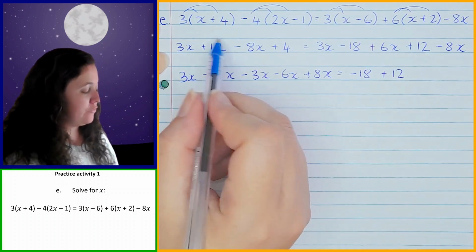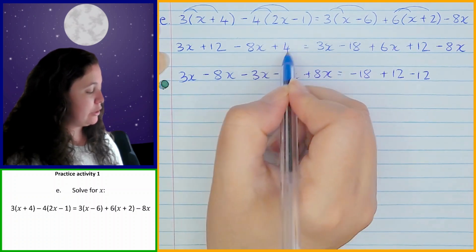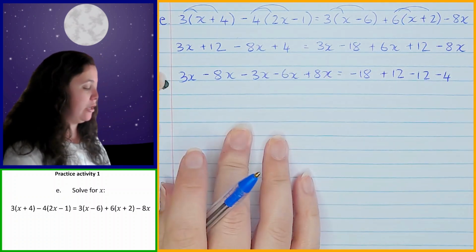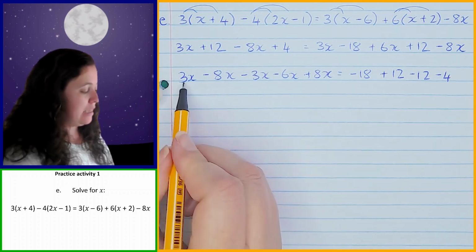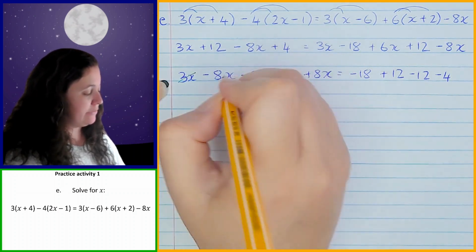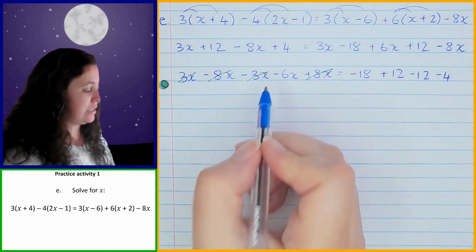And I need to get rid of this 12 over here by subtracting on both sides. And I'm going to get rid of the 4 over here by subtracting 4 on both sides as well. Okay, so now I'm going to go and simplify. So over here, I've got 3x and minus 3x. Those are going to cancel each other out. And negative 8x and positive 8x are also going to cancel each other out. So with the x's, I'm just left with this negative 6x.